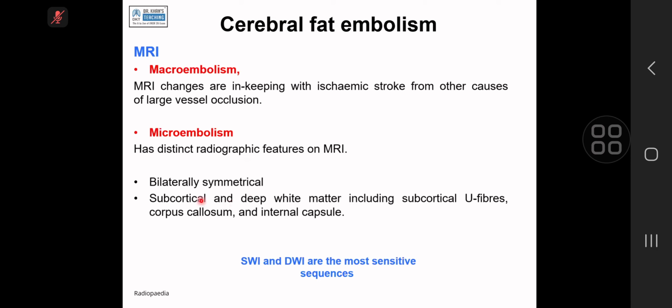What are you talking about? You are talking about microhemorrhages or tiny foci of restricted diffusion. Look at this word and take it home: bilateral symmetrical, subcortical, deep white matter, including subcortical U fibers, corpus callosum. This is a key finding to remember, and internal capsule. So SWI and DWI are the most sensitive sequences.